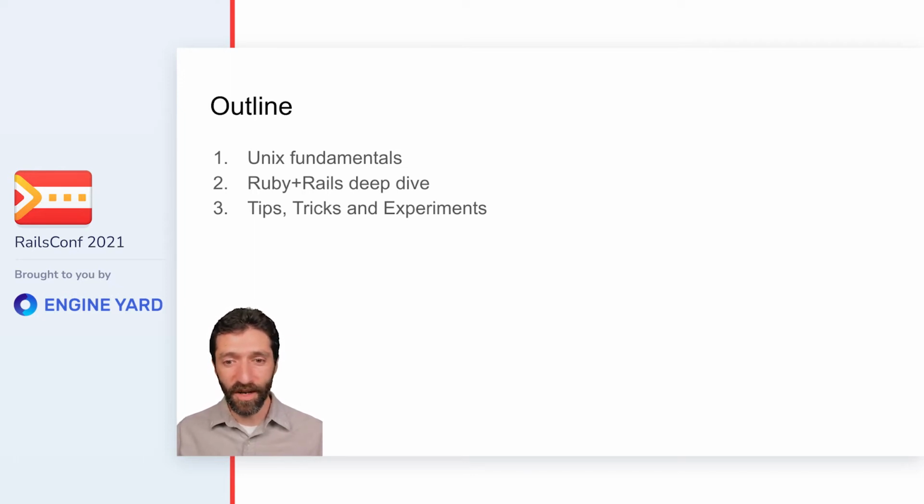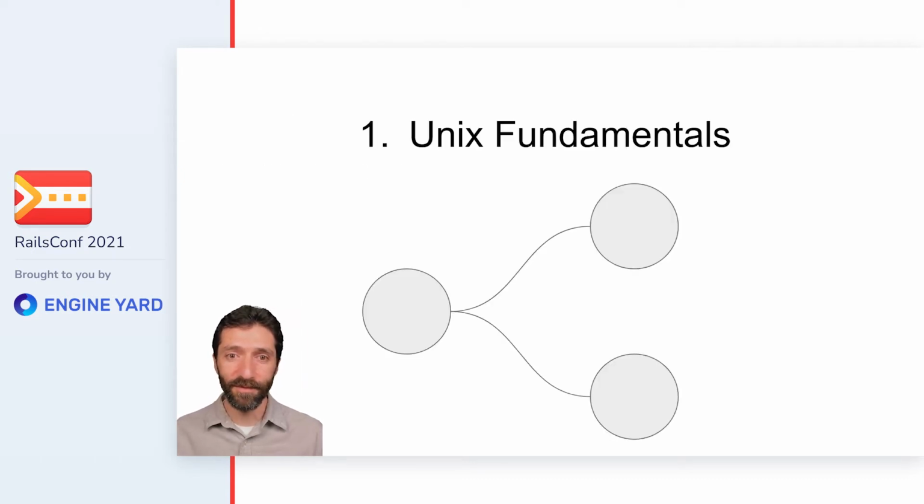I've broken this talk down into 3 sections. 1, Unix fundamentals, where I'll look at fork and related system calls. 2, Ruby and Rails deep dive, where I'll look at the use of fork in Ruby in general and how it's used in the Spring and Puma gems in particular. And 3, tips, tricks, and experiments, where I'll review some best practices and share a couple of interesting experiments I've worked on.